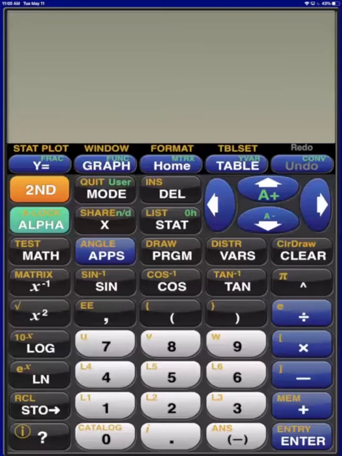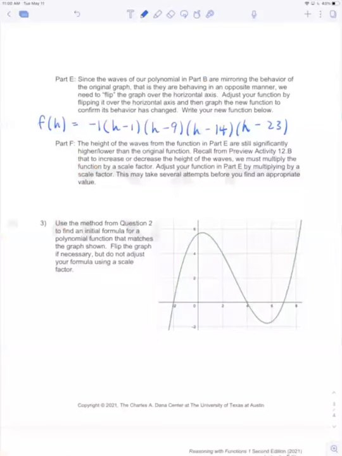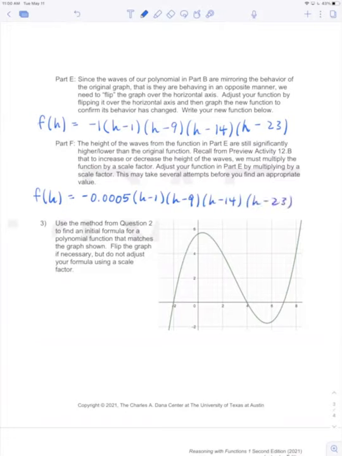All right, so let me go back to writing here. For part E, why don't we write this down? So this is going to be f of h equals -0.0005, and then we have h minus 1, h minus 9, h minus 14, h minus 23. Now let's go to part 3. It says use the method from question 2 to find an initial formula for a polynomial function that matches the graph shown here. Flip the graph if necessary, but do not adjust your formula using a scale factor.